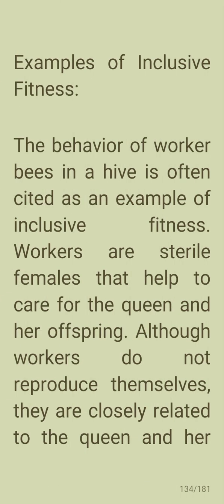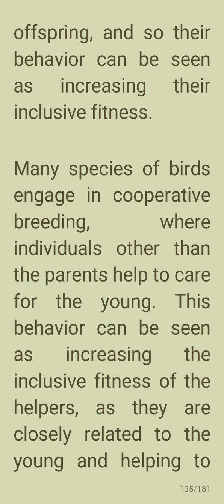Now let's learn important examples about inclusive fitness. The behavior of worker bees in a hive is often cited as an example of inclusive fitness. Workers are sterile females that help to care for the queen and her offspring. Although workers do not reproduce themselves, they are closely related to the queen and her offspring, and so their behavior can be seen as increasing their inclusive fitness.